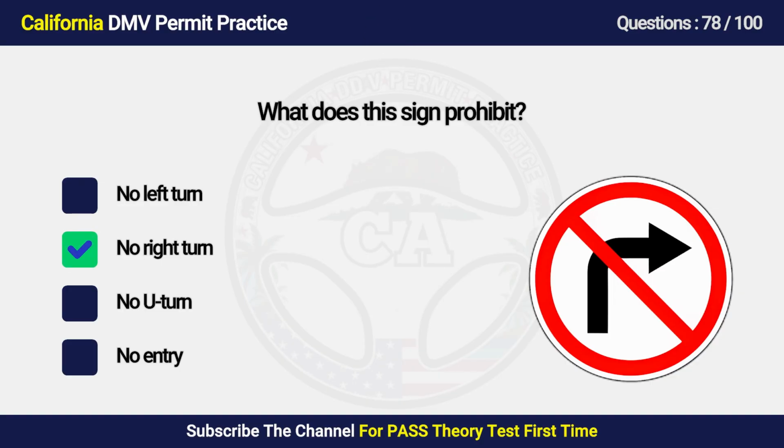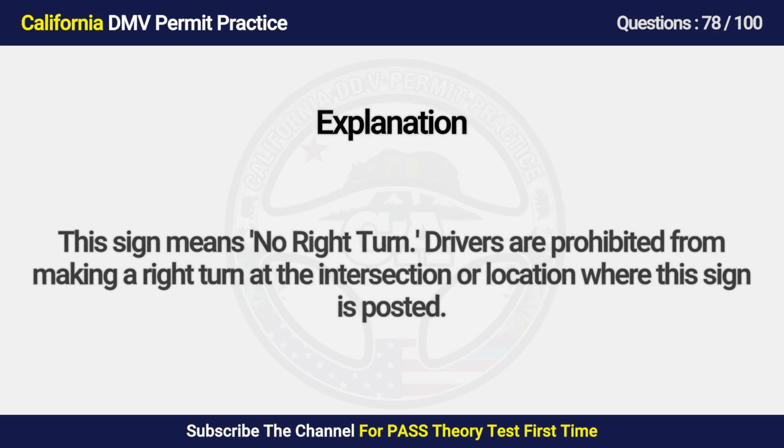Answer is B. No right turn. This sign means no right turn. Drivers are prohibited from making a right turn at the intersection or location where this sign is posted.